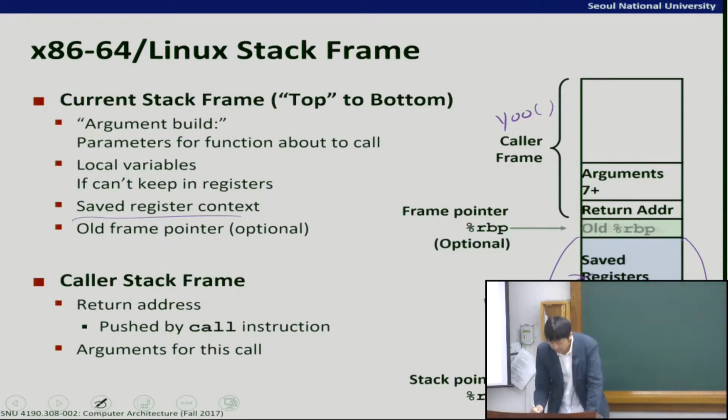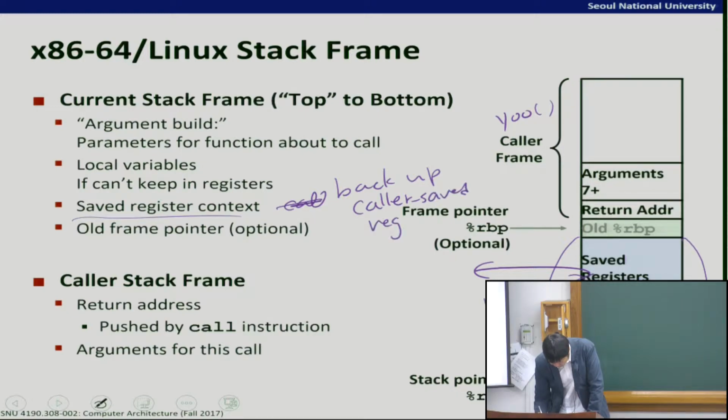Save the register context is used to save caller, basically backup caller saved registers. Okay, so I'm gonna explain more details about the caller saved and the callee saved.